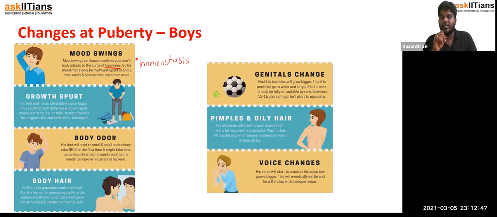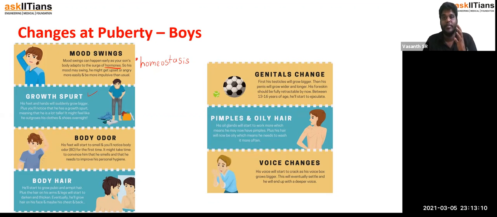So that's what makes them undergo mood swings. And due to sudden hormonal changes, there will be a huge growth spurt. So a growth spurt is when suddenly the person who would be wearing size 26 or 24 goes to 30, 32 in the next few months of time.